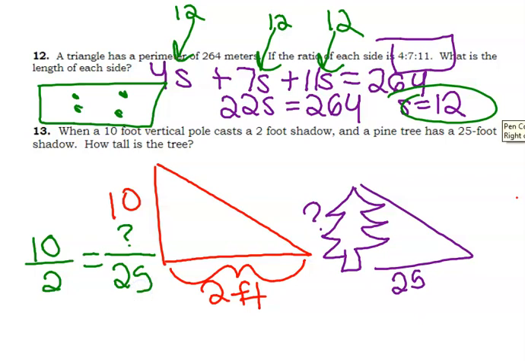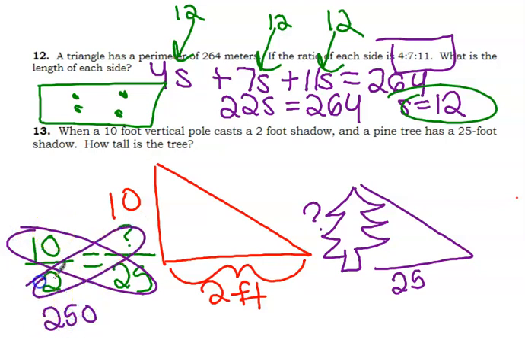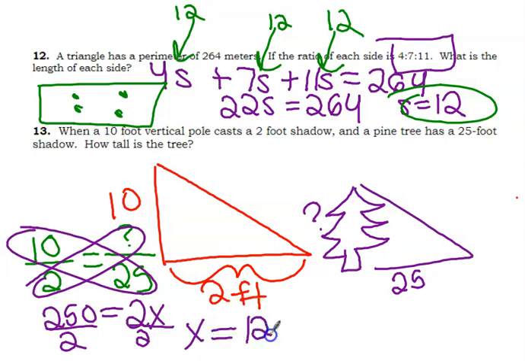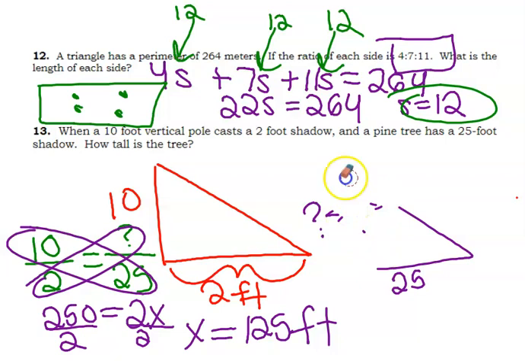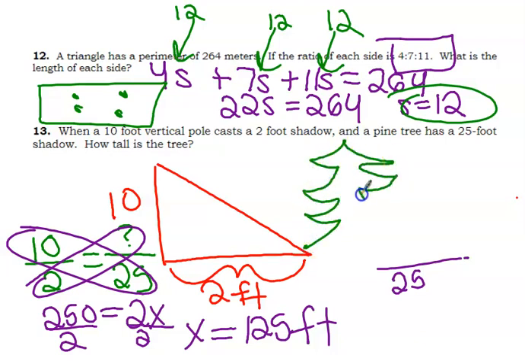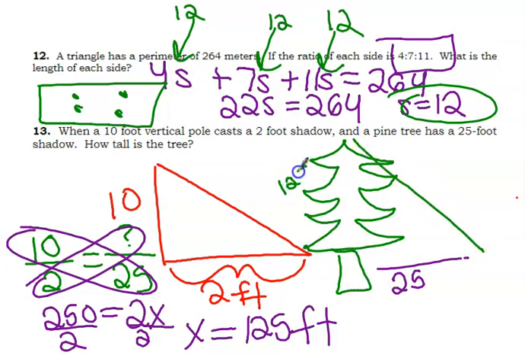It looks like the tree is going to be much bigger. So 10 times 25 is 250, which equals 2 times x. Divide 2 to both sides. Holy cow, that tree is 125 feet. So we're talking big tree. So the tree is much bigger than that pole. Let's make a pine tree. We have lots of those in Nevada. So this is 125 feet.